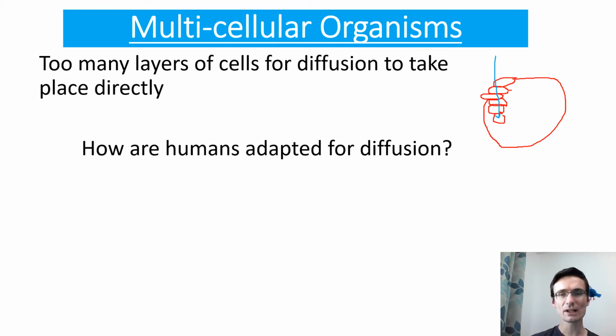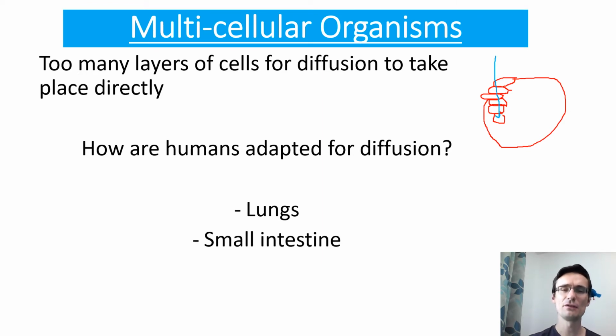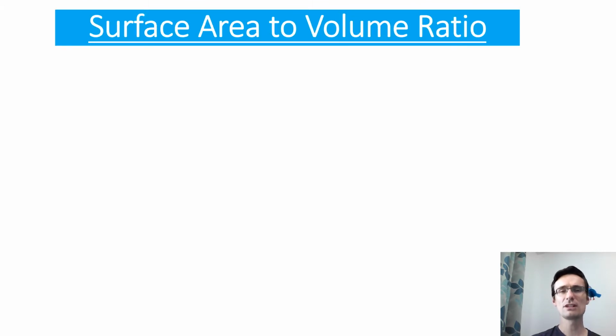Now, like all larger organisms, we're adapted for diffusion by having lungs, which allow us to breathe in and out. If you're a fish, we're talking about gills, and we have small intestines so that the food we eat is digested and can diffuse across into the bloodstream as well. They are exchange sites that increase the surface area. So this all keeps going back to surface area to volume ratio.